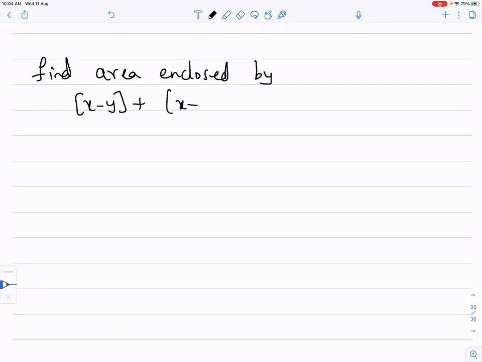Please write it. Find area enclosed by step of x minus y plus step of x plus y equal to 5. X greater than or equal to y, x greater than or equal to 0, y greater than or equal to 0.